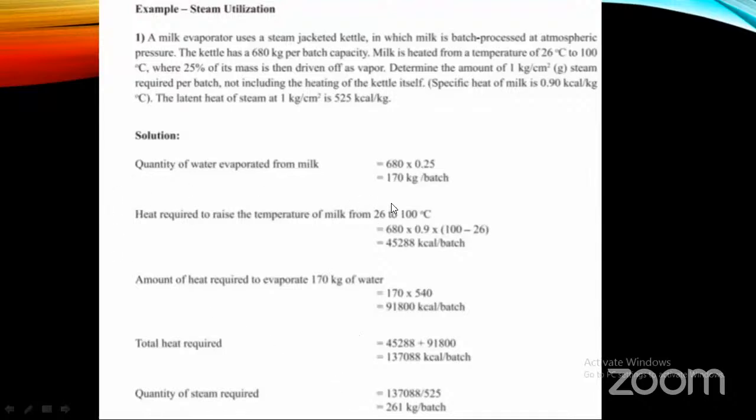So we start with the quantity of water evaporated from milk. The kg given is 680, out of which 25% is driven off as vapor. So the quantity of vapor evaporated from milk can be found by multiplying the kg with the percentage. So 680 multiplied by 0.25. This is 25% of the mass. So 25 by 100, we get 170 kg per batch.